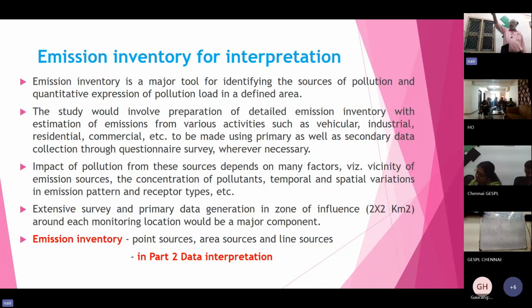Emission inventory is a major tool for identifying the sources of pollution and the quantitative expression of pollution load in a defined area. Because initially I told you there may be cumulative effects. So while selecting the ambient monitoring station point, you have to capture the cumulative effect. So where will you get the emission inventory? The study would involve preparation of a detailed emission inventory with the estimation of emissions from various activities such as.